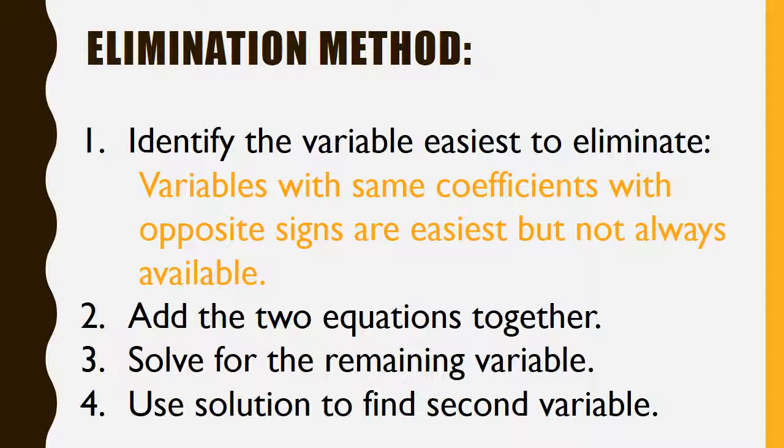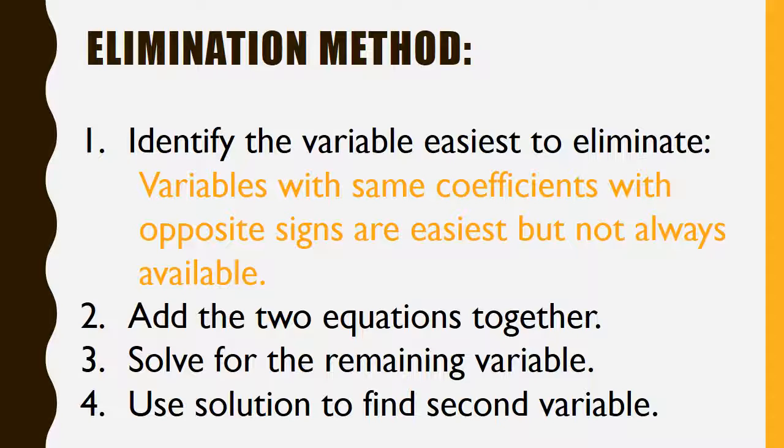First, you need to identify the variable easiest to eliminate. And that will always be the variable that has the same coefficients in both equations but with opposite signs. If you don't have variables with coefficients that are the same but opposite signs, you might have to do a little math to make it that way. So I do have an example, example 2, that will show you how to do that.